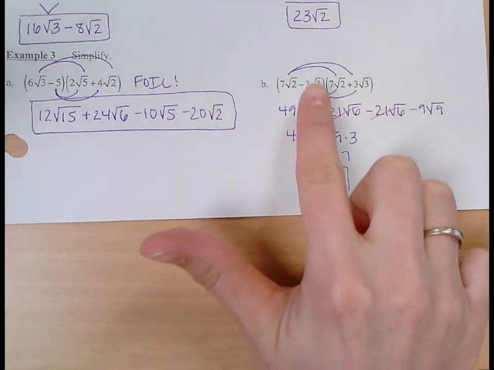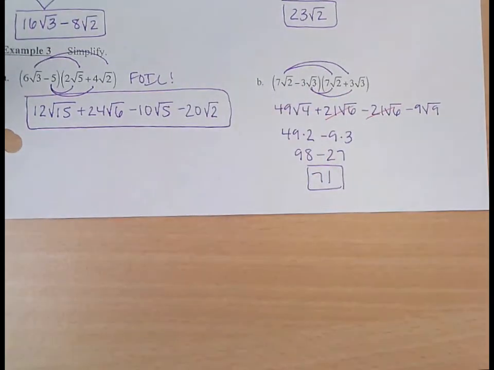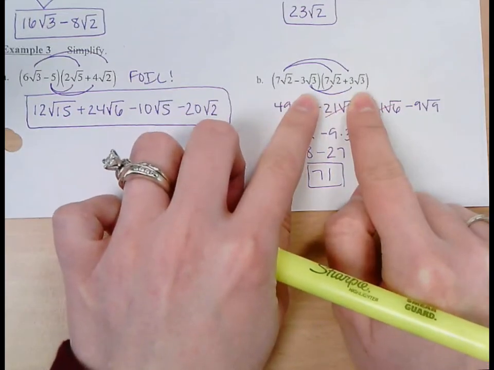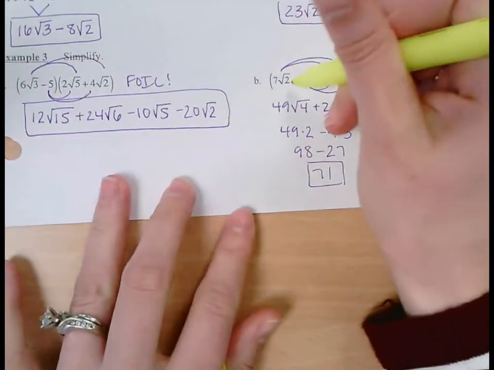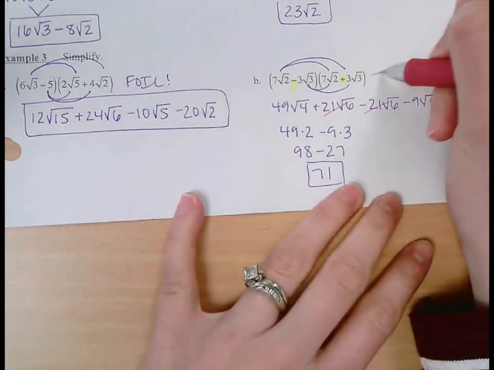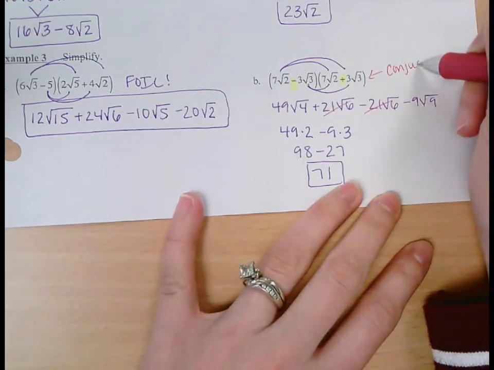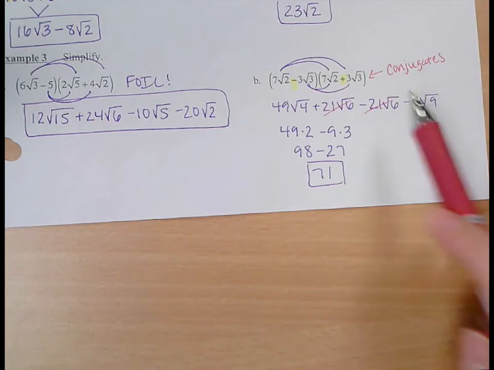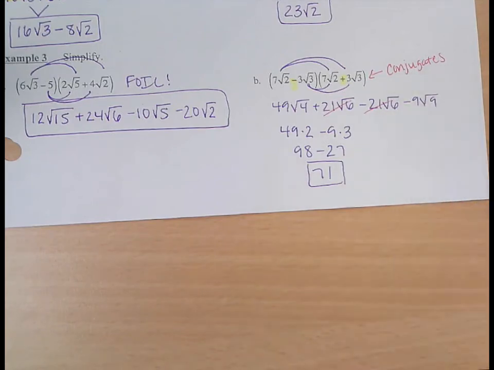These two expressions in the parentheses have a special relationship. Notice in the two parentheses, the 7 square root 2's are the same and the 3 square root 3's are the same. The only difference is that one of them is minus, one of them is plus. These are called conjugates. You heard that term before in chapter 4 with imaginary numbers: complex conjugates, when we had a plus b times i and a minus b times i. That process of multiplying conjugates is also used with radicals.